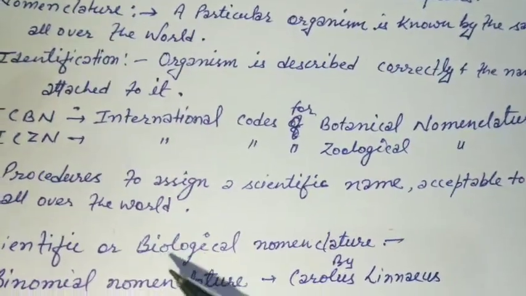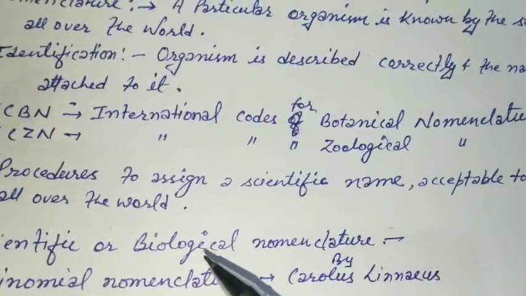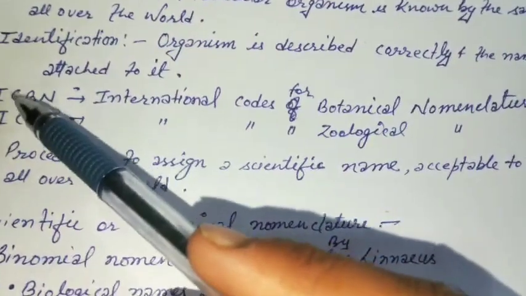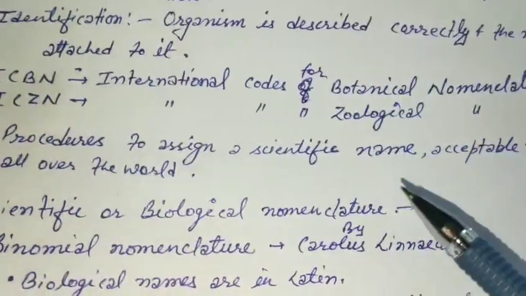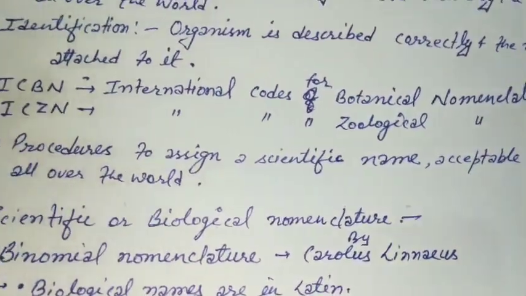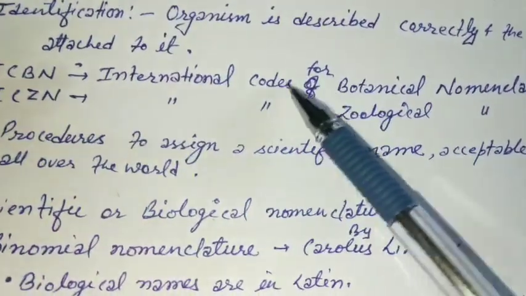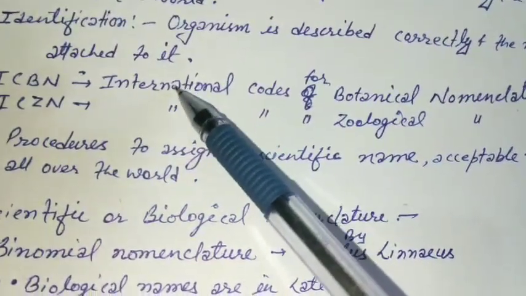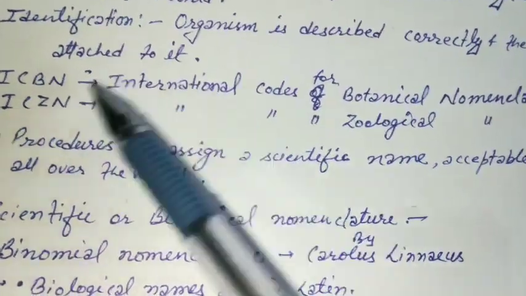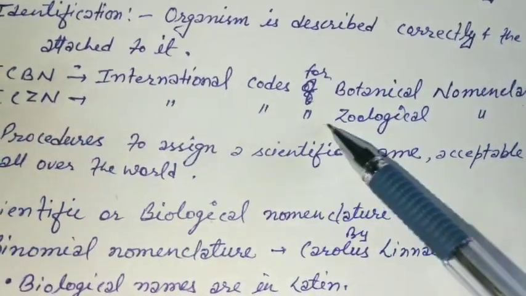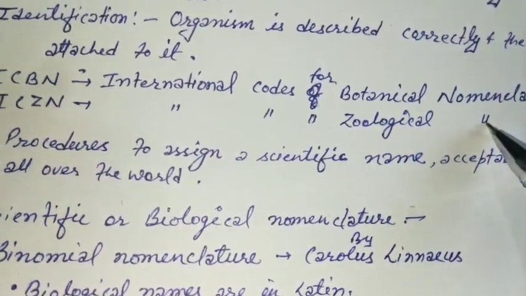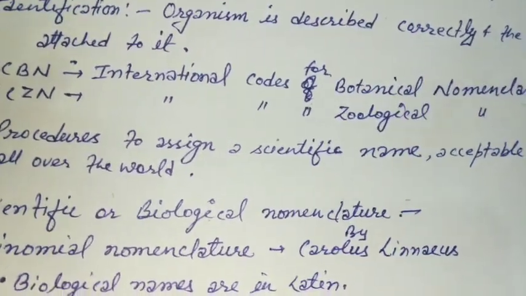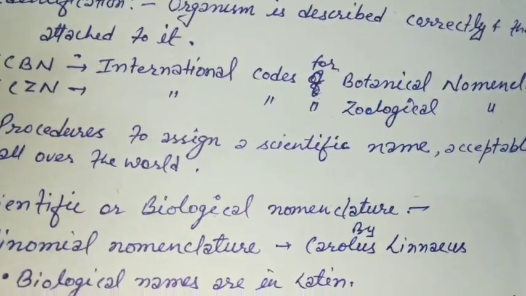There are some organizations which include the ICBN, ICZN, and one more is also ICBN. ICBN is the International Code for Botanical Nomenclature, for the naming of plants. ICZN, International Code of Zoological Nomenclature, is for animal names. Another ICBN, the International Code for Bacterial Nomenclature, is also there.